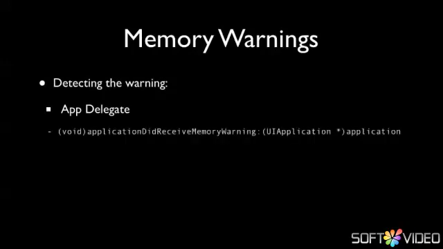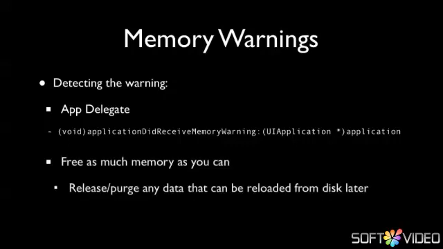How do you know you've got a warning? Well, in your app delegate, you will receive a warning, and in the applicationDidReceiveMemoryWarning method, you can pick up that warning and you can act upon it. If you receive a memory warning, free as much memory as you can by releasing or purging any data that can be reloaded from disk later, and save any state settings that are necessary very quickly.